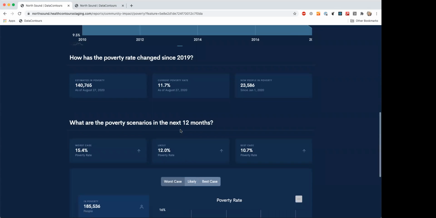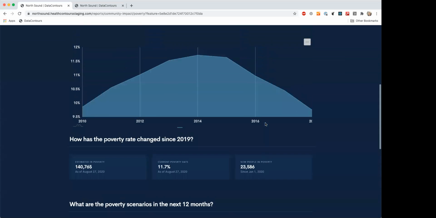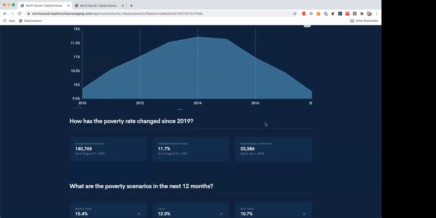Okay, so what are the implications on the poverty rate since last year? Just based off of the unemployment numbers that we've seen so far, we would estimate that the poverty rate is 11.7%, almost 12%. So up about a third, and that would be about 23,000 new people in poverty in the region since January 1st. So a big jump immediately. We're back to basically the peak of where poverty has been for the last 10 years in the last 6 months.